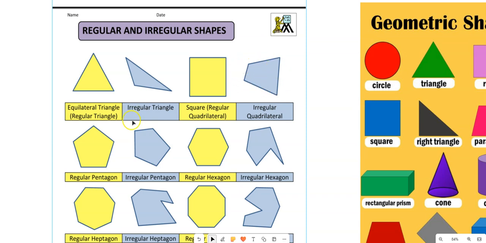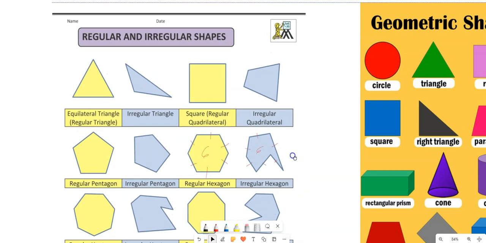Okay, so it's irregular. This one is a regular pentagon. This one is irregular. So we have 1, 2, 3, 4, 5 sides. This one has 5 sides, but they're not 5 equal sides. Regular hexagon here. So for this one, we have 1, 2, 3, 4, 5, 6 sides. This one has 6 as well. But these are equal and these are not equal.